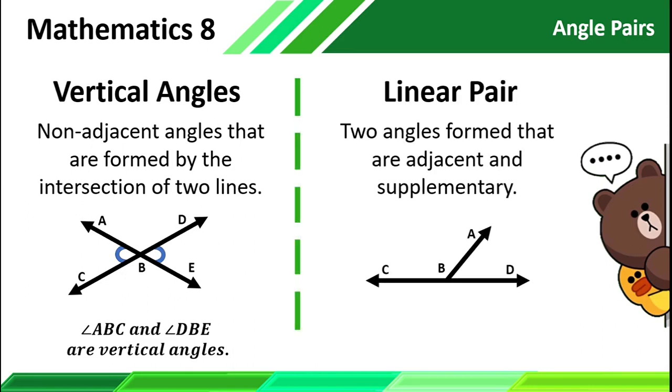Last, we have linear pair. These are two angles formed that are adjacent and supplementary. So once you see two angles which are adjacent and which are supplementary, it is a linear pair. Here we have angle CBA and angle ABD. They are adjacent because they share a common side, which is ray BA, and they have a common vertex, which is point B. And as you can see here, the two angles form a straight line, which is supplementary. Therefore, we can say that angle CBA and angle ABD are a linear pair.